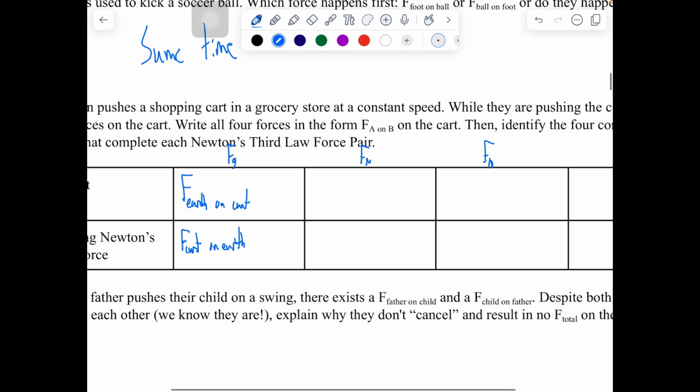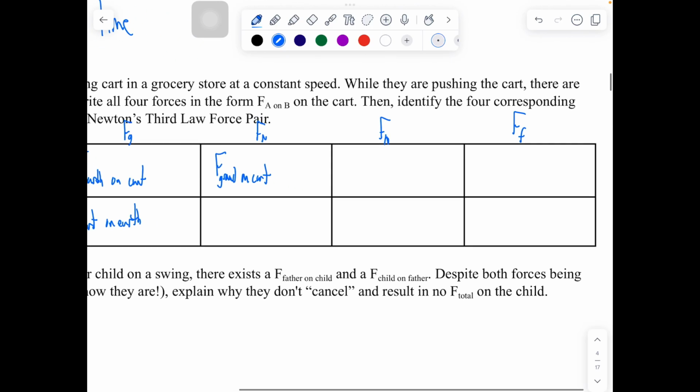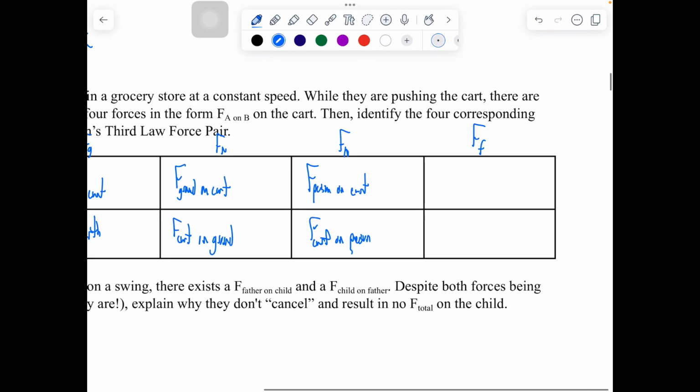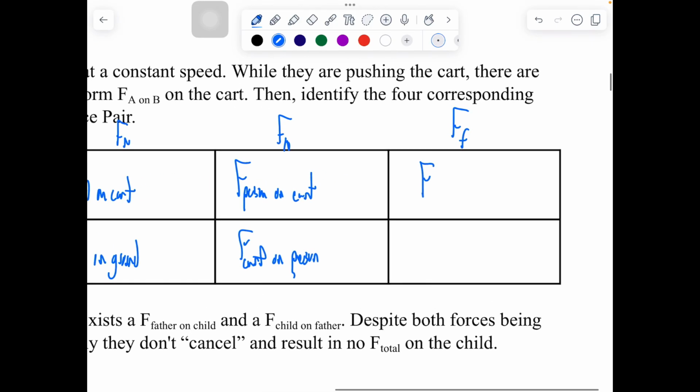The normal force would be the force of the ground pushing on the cart. This then would be the force of the cart pushing on the ground. The applied force is the force of the person pushing the cart, and then the force of the cart pushing the person. And friction would be the force of, we've already said the ground, so let's say the surface, on the cart and the cart on the surface.